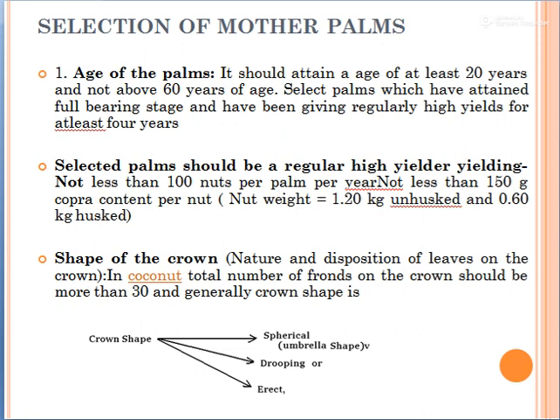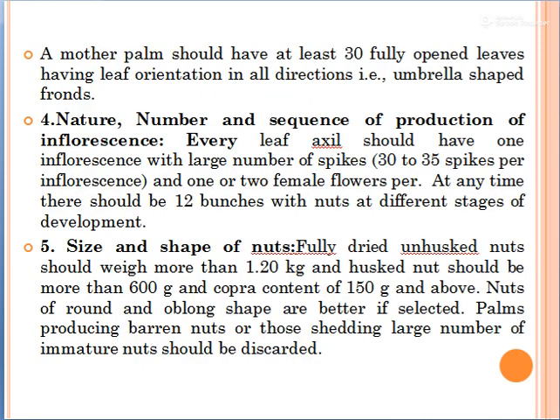Then the shape of the crown, and the nature and disposition of leaves on the crown. In coconut, the total number of fronds on the crown should be more than 30. Crown shape is spherical, that is umbrella shape, drooping or erectile. So the shape of the crown is also important for the selection of the mother palm. A mother palm should have at least 30 fully open leaves, with leaf orientation in all directions and umbrella shaped fronds.